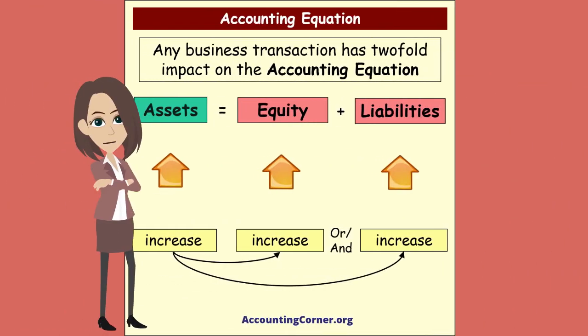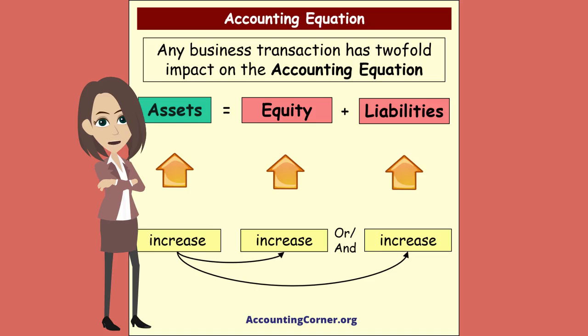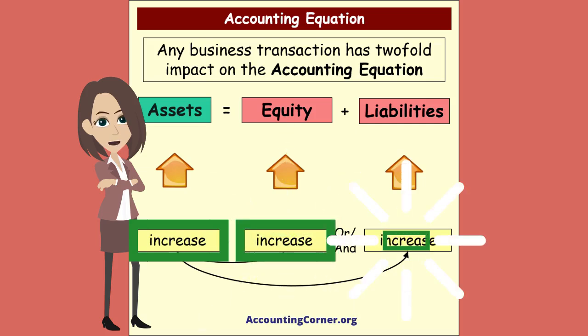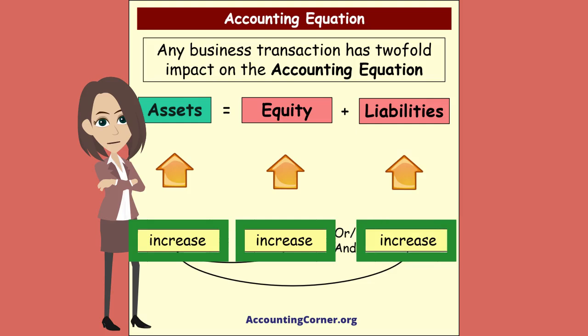Each transaction has a twofold impact on the accounting equation. An example can be an increase in assets. If there is an increase in assets, in order to have an equation, on the right side of the equation there should be an increase in either equity or liabilities, or both of them. Such a rule keeps the equality between assets and the sum of equity and liabilities. It also reflects a change in the structure of the financing means.